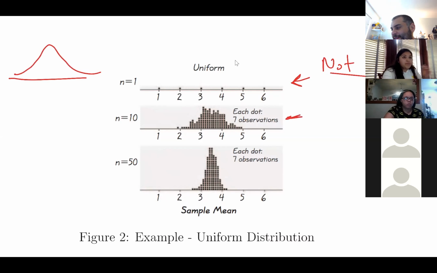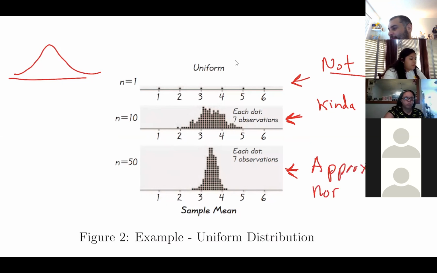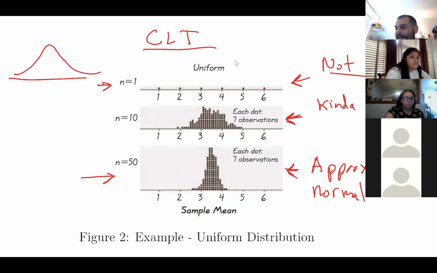But what about this graph? Does this graph kind of look normal? Kind of. So we'll put kind of normal. What about this graph over here? Does that one look normal? Yes. So we'll say approximately normal. So this is what the central limit theorem is saying. It is saying even though we don't start off with a normal distribution, if we take a big enough sample size, our data set that we get from the sample size should be considered to be normal.